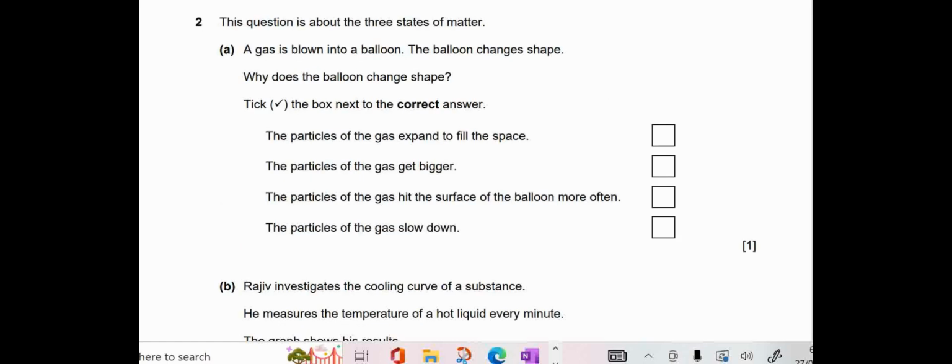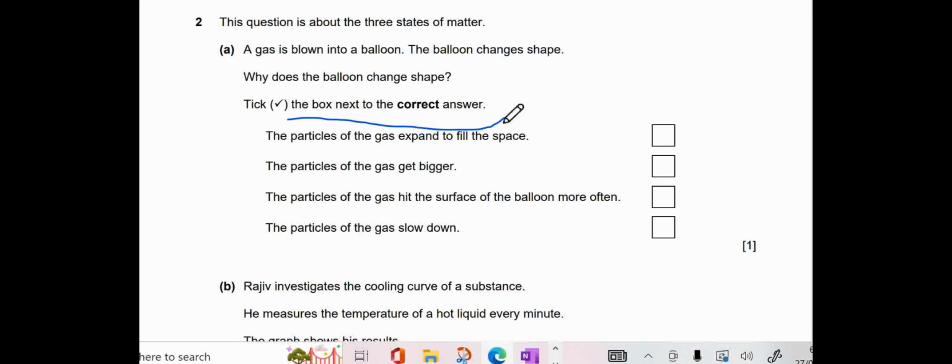Now question 2. This question is about the 3 states of matter. A gas is blown into a balloon. The balloon changes shape. Why does the balloon change shape? Tick the box next to the correct answer. The particles of the gas expand to fill the space. The particles of the gas get bigger. The particles of the gas hit the surface of the balloon more often. The particles of the gas slow down. So we have to just get one correct answer.